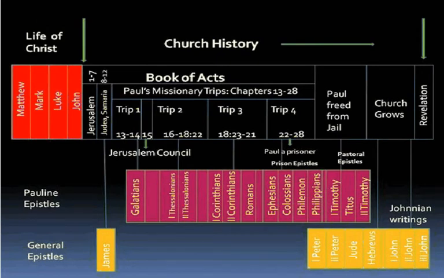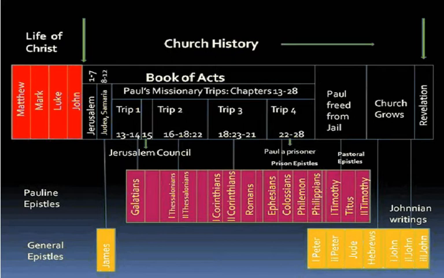Here we have a nice chart of the overview of church history in the book of Acts in the New Testament. First of all, we have the life of Christ in the Gospels. Then we have church history in the book of Acts. And during this time, there's a number of epistles or letters that are written. There are the Pauline epistles written by Paul, and then there are the general epistles written by others like Peter, Jude, James, and John.